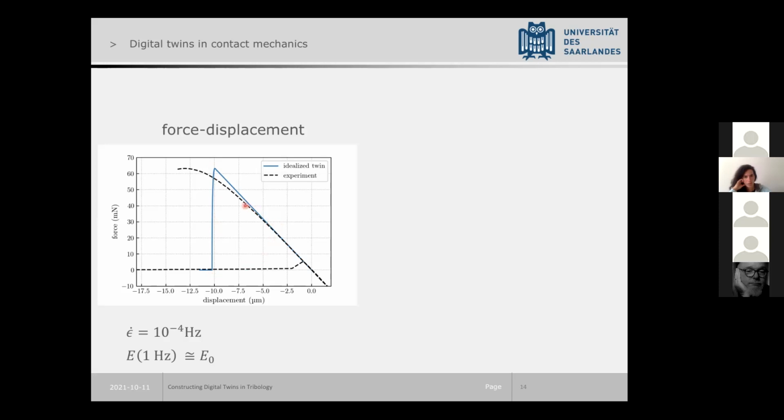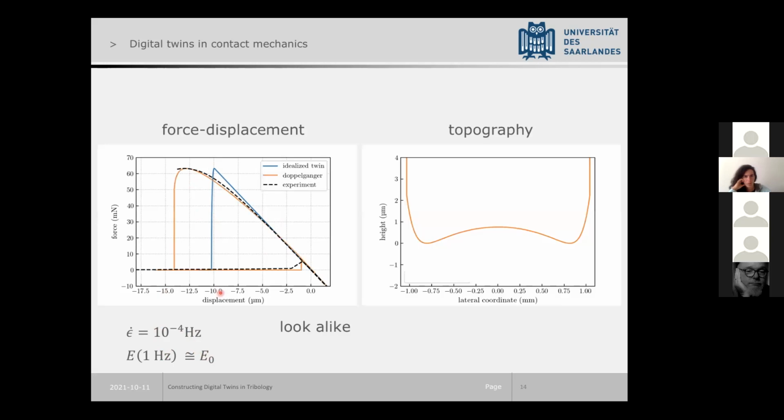And in experiment, there was a bit of a curvature. So we agonized about this, and again, the E modulus at 1 hertz is pretty much the static modulus. The rate is 10 to the minus 4 hertz, so nothing exciting here. So the only thing we could come up with was to say, well, perhaps there is a bit of a shape. And in fact, when we highly resolve the shape of the indenter, we do see a bit of a shape to the indenter. And with this shape, we can produce a force displacement curve that looks like the experiment.